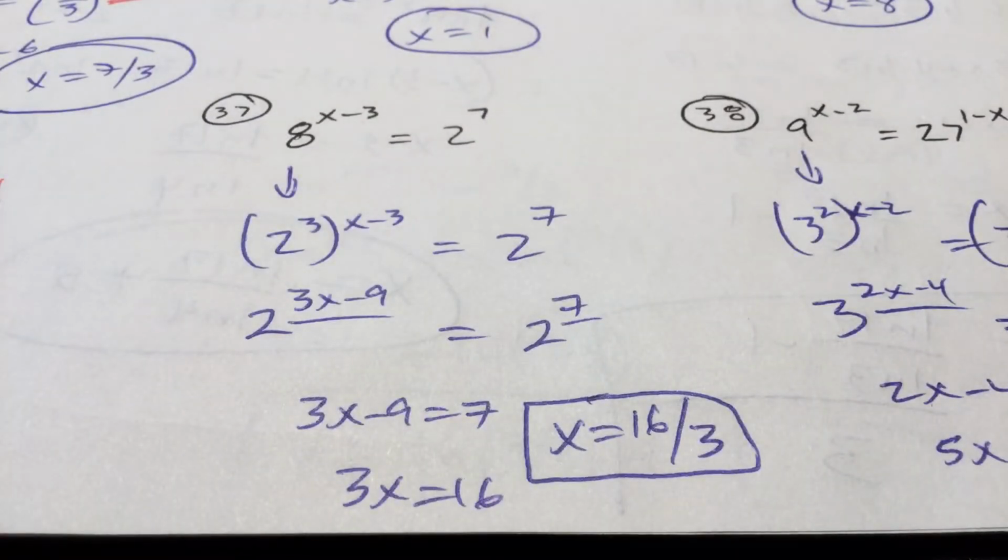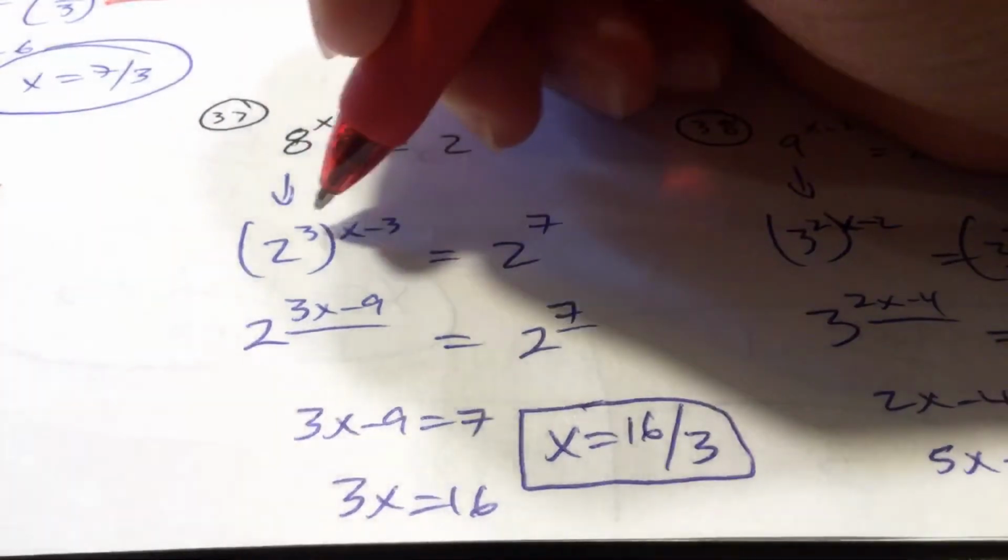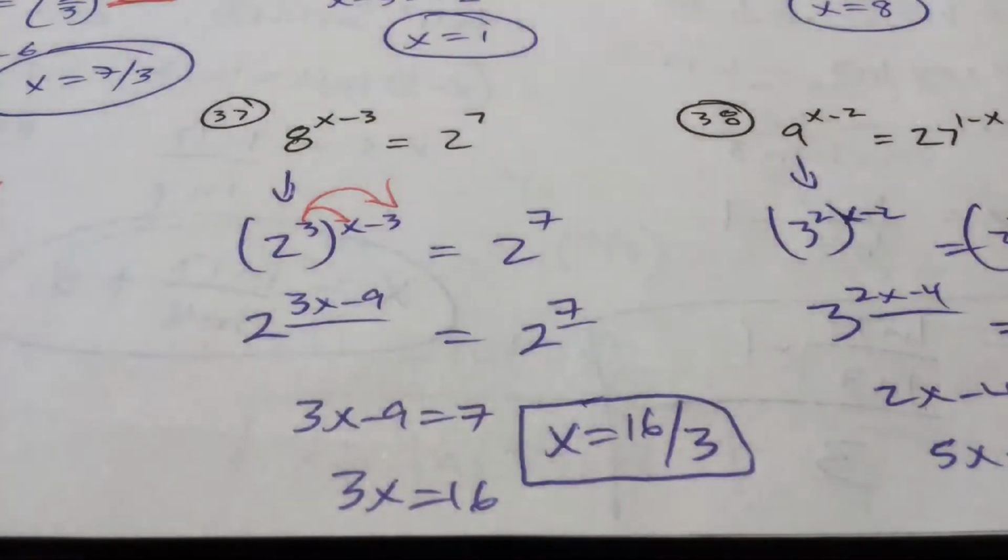This is just 2 to the 7th on the next one, so obviously I've got to make 8 into 2 to what power? 2 to the 3rd, a power to a power, multiply them together. 3x minus 9 is 7. X is 16 over 3.